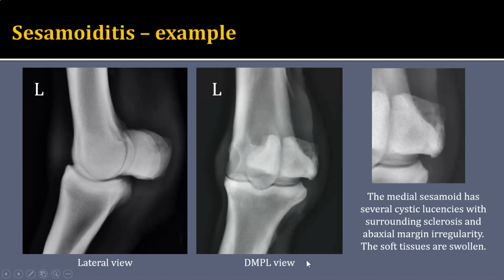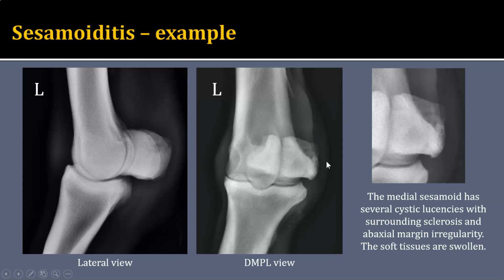Here's an example of a patient that we have a lateral view and then the DMPL view and then a close-up view of the affected proximal sesamoid, because one can be affected or both can be affected. On the lateral view, you're not going to be able to say much about either proximal sesamoid because they're superimposed, but we can assess for the palmar soft tissue swelling that is here on this patient. We can see that one of the proximal sesamoids has some changes to it.